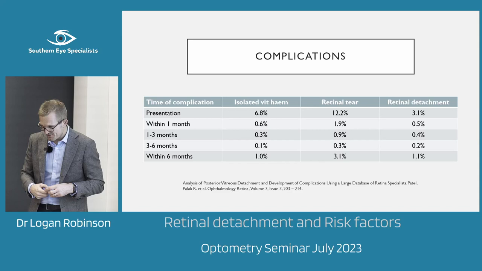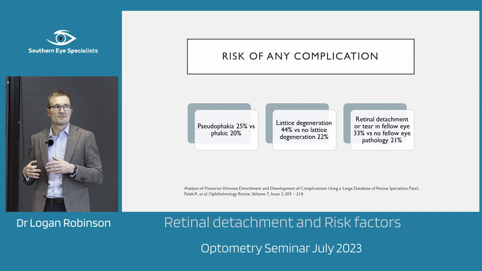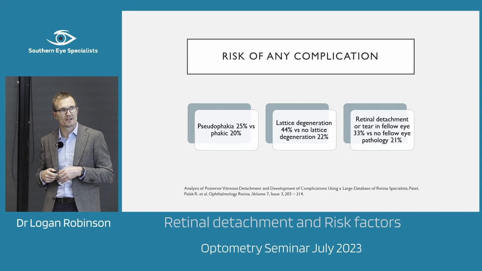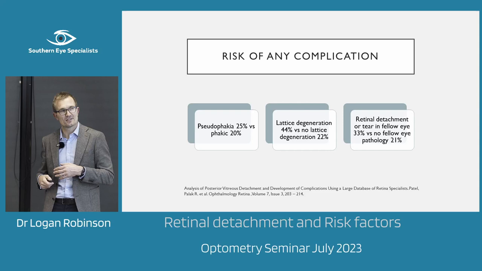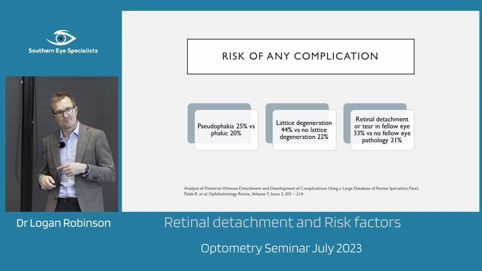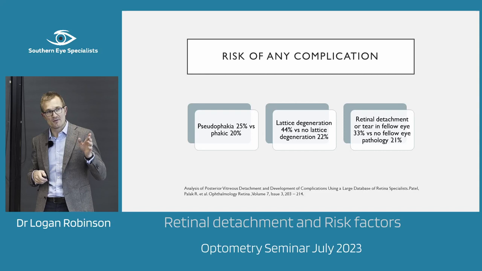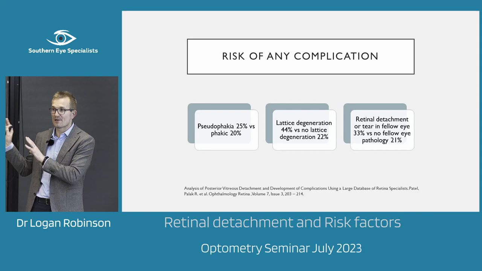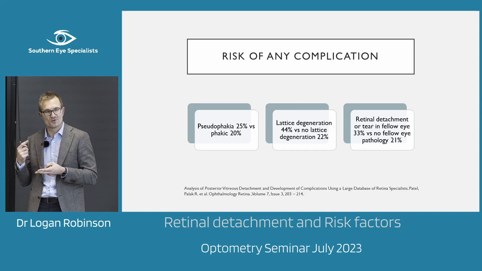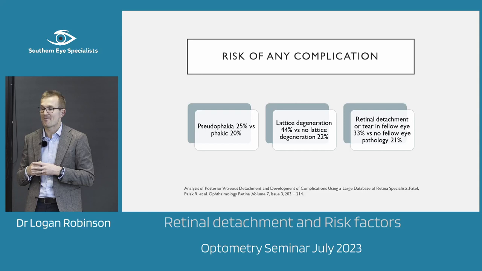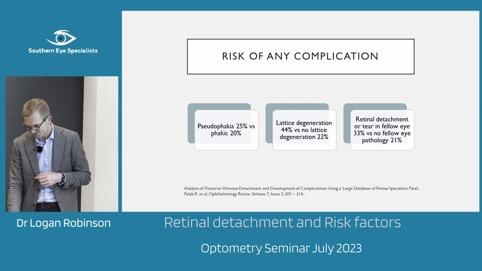The final thing the study looked at, which I thought was quite useful, and we've already talked a little bit about this, is different things that might affect your risk of developing one of those delayed complications, or any complication. So having had cataract surgery, they were more likely to have any complication, and with lattice degeneration they were twice as likely to have a complication. And if they'd had a previous tear or detachment in one eye, and they had this new PVD in the other eye, they were more likely to have a complication: 33% versus 21% if they'd never had any problem with their other eye. So again, you can start to see these common themes: if you've had cataract surgery, if you've got lattice, if you've had a problem in the other eye, that should be, not necessarily ringing alarm bells, but making you think a bit more about these patients in terms of looking really carefully and following them up or referring.